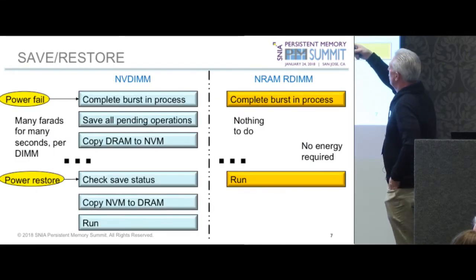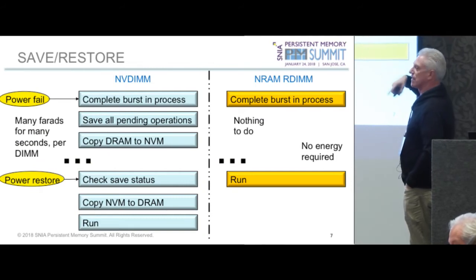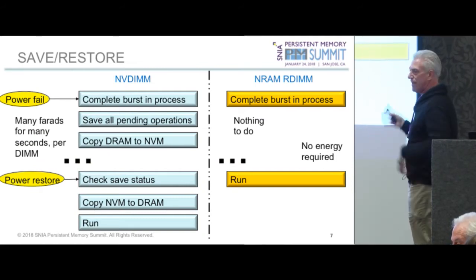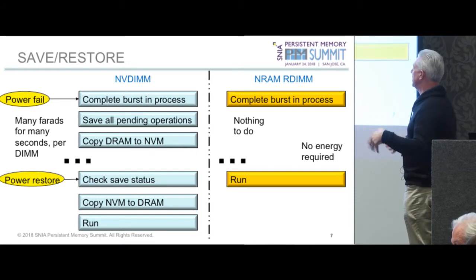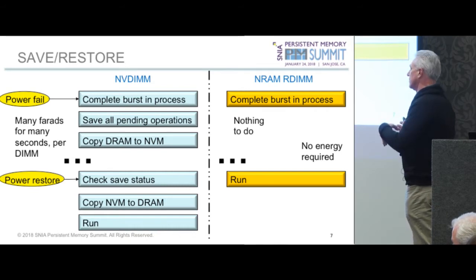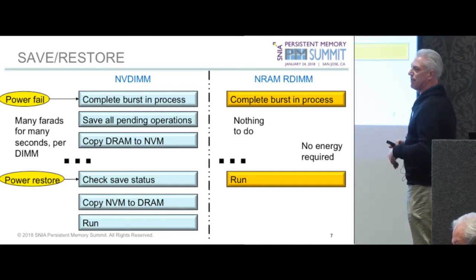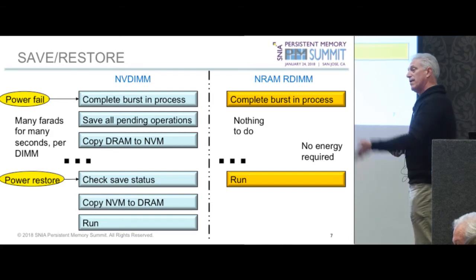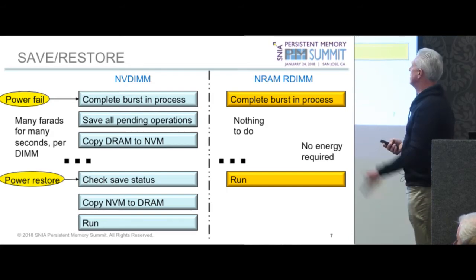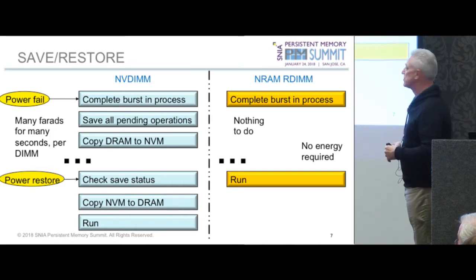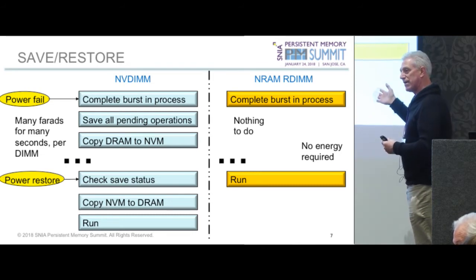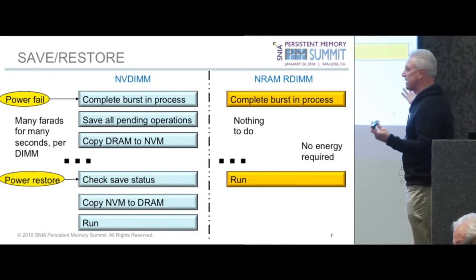So, for example, on the NVDIMM side, the problem is that on a power fail, you have to complete the burst that's in progress. You have to then save all pending operations out of your controller chip. You have to copy the DRAM over to the non-volatile memory, like the flash. When power comes back on, you check your save status, you copy the non-volatile memory back to the DRAM, and you run. So we're literally talking about multiple farads of backup capacitance, and multiple minutes of save and restore. As opposed to if you had a memory that was inherently non-volatile, you just have to complete the burst that's in progress, essentially 64 bytes of data, and then there's nothing. You just turn power off. When power comes back, you just run again.